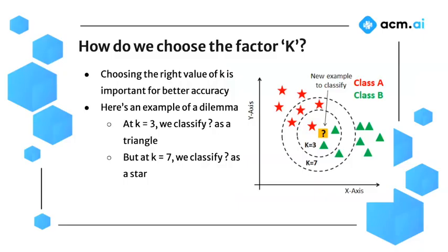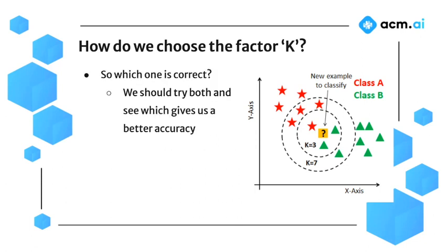So this is another example, probably more clear. Right here we have this question mark. At k equals 3, what do we classify it as? Green. And then at k equals 7, what will we classify it as? A star, right? So once again, that's the importance of choosing the right k value. Now, you may be asking, what is the correct value of the question mark? At k equals 3, it's a green triangle. At k equals 7, it's a red star.